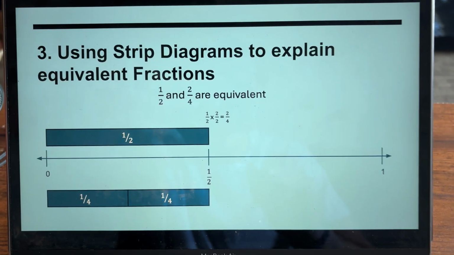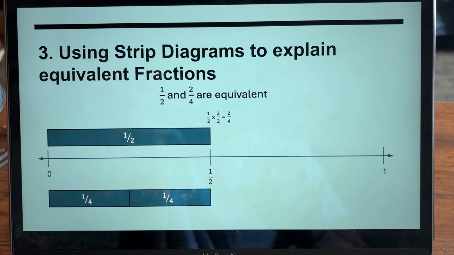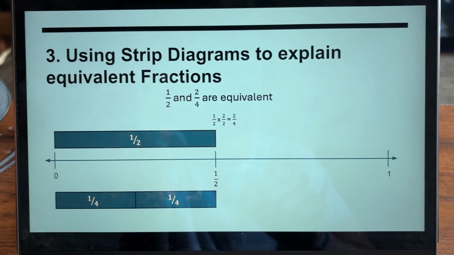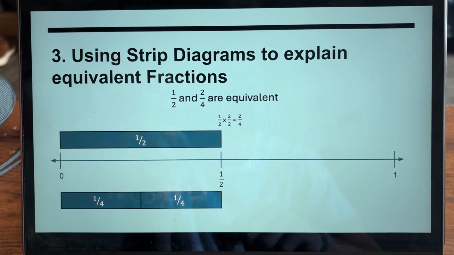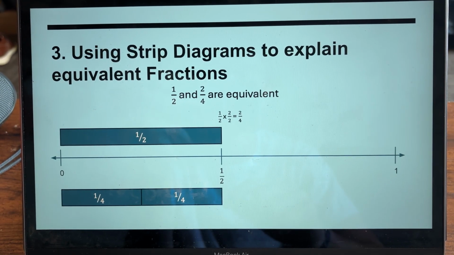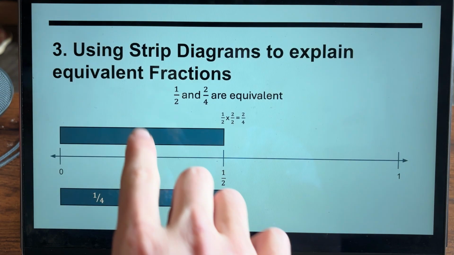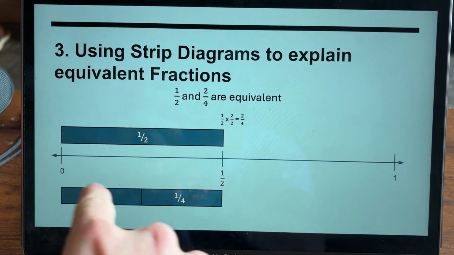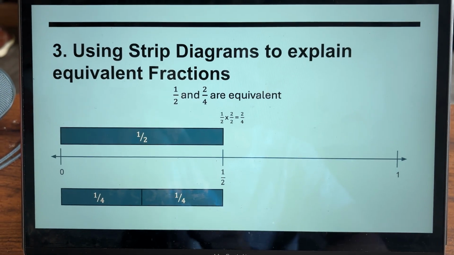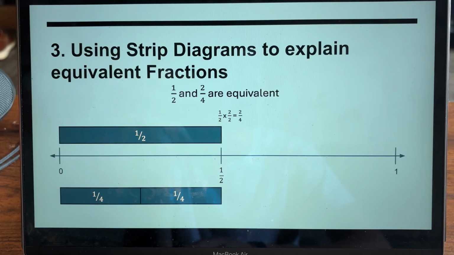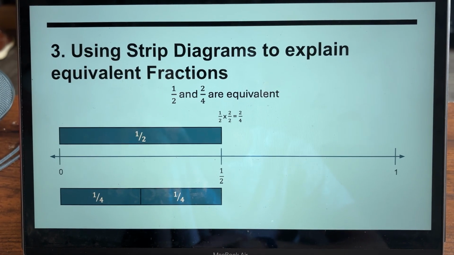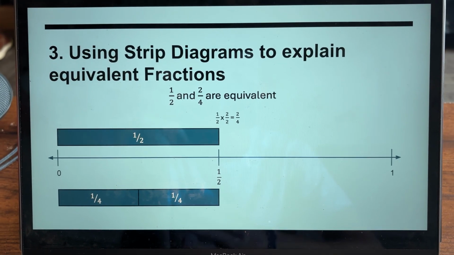But if you use a strip diagram, you can draw 1/2, and then you can visually understand making equivalent fractions. For reference, since it's times 2, you can split the 1/2 block in half and get 1/4 and 1/4. Now you have 2 parts, each of 1/4 size. If you multiply by 3, you would just divide the 1/2 block into 3 parts.